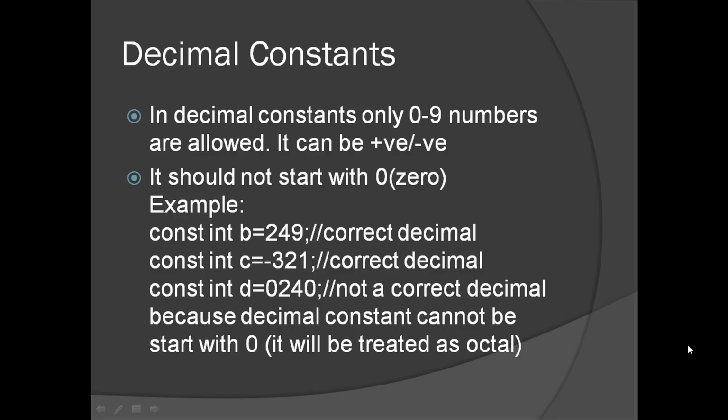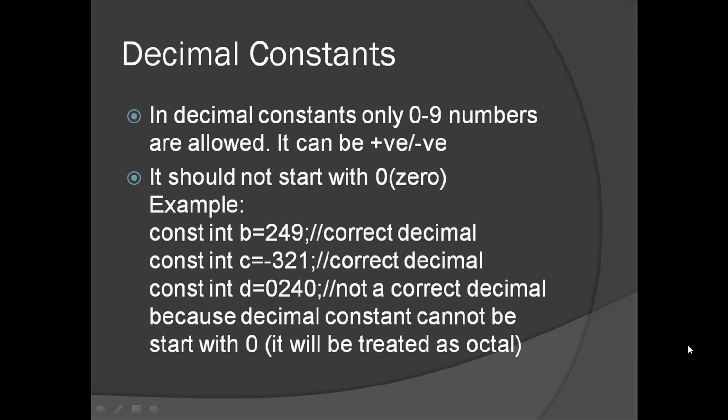Now let's see the decimal constants. In decimal constants, only 0 to 9 numbers are allowed. We can store positive numbers or negative numbers as part of decimal constants. Decimal constants should not start with 0, because if you start with 0, that number is treated as an octal constant, not a decimal constant. That is the point you should remember.